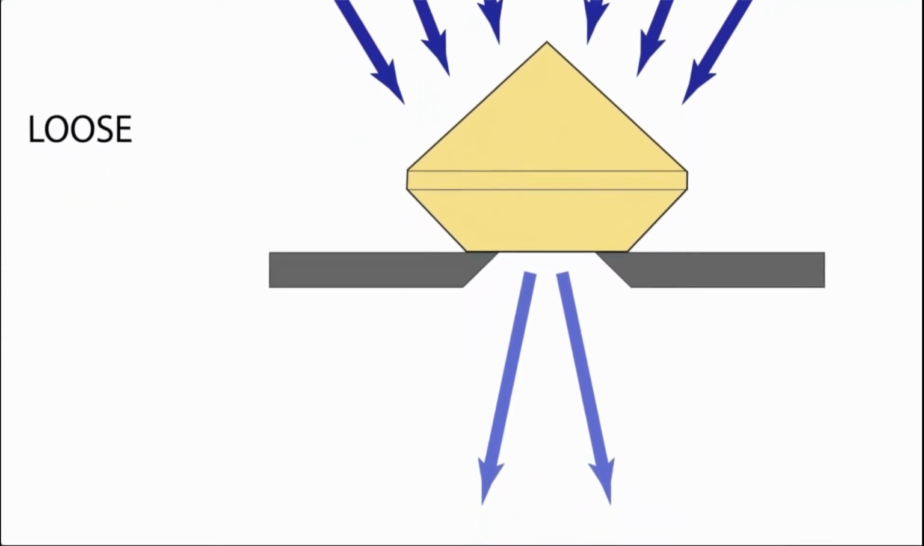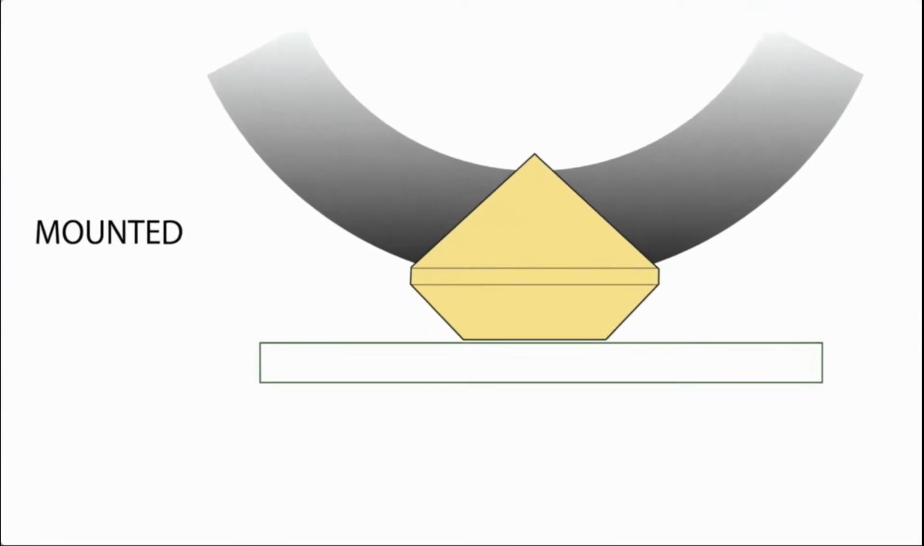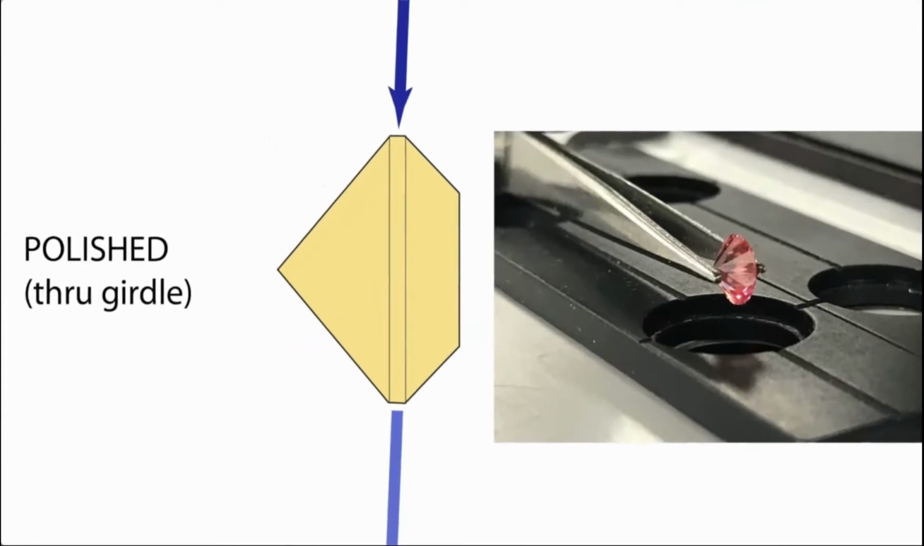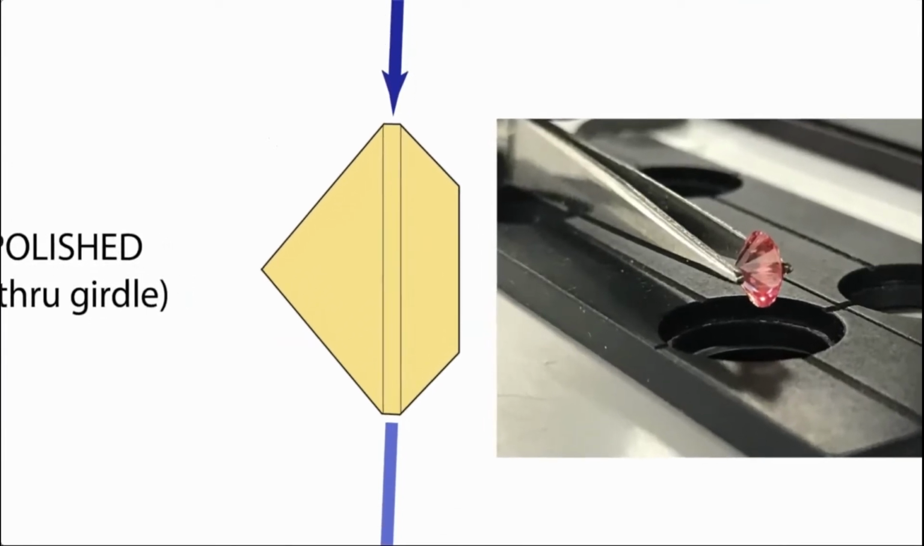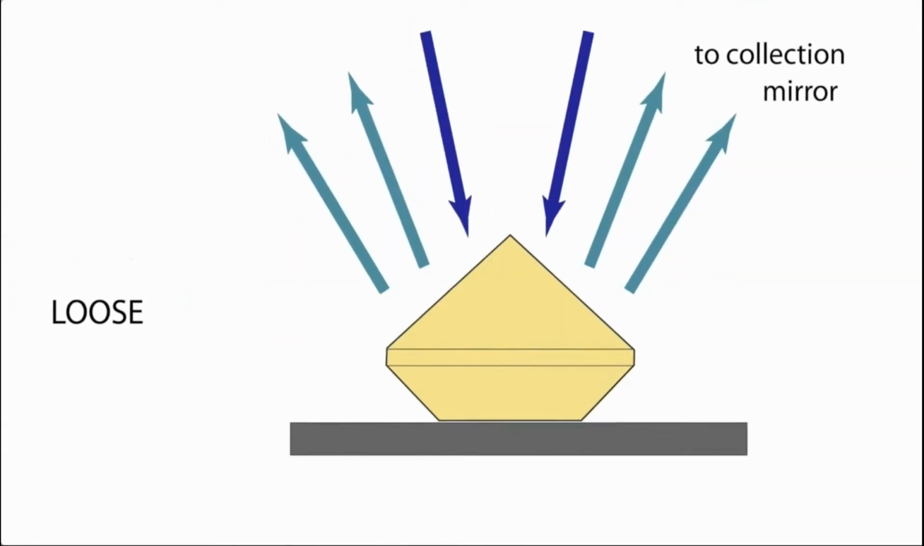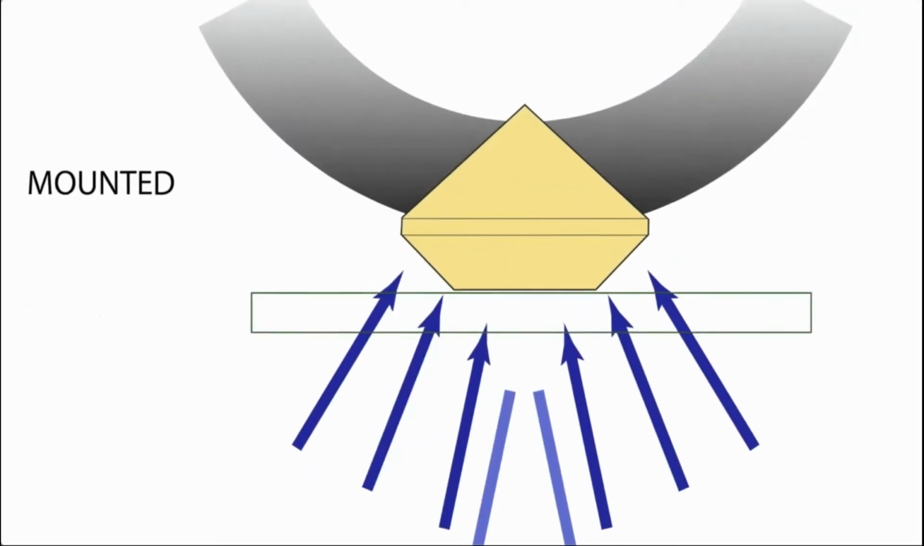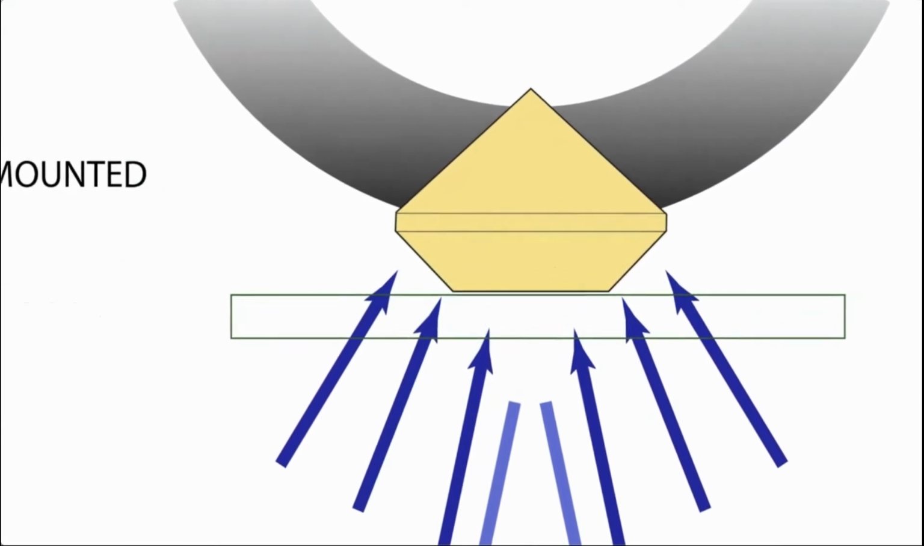However, if it is mounted, then this configuration will be ineffective. Mind you, in some circumstances with prong settings, light can pass across a girdle. An alternative configuration can deliver and collect light from the same side, either the pavilion side or the table side.